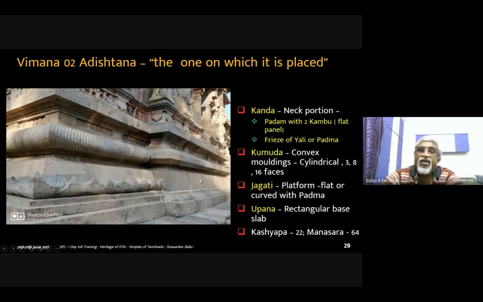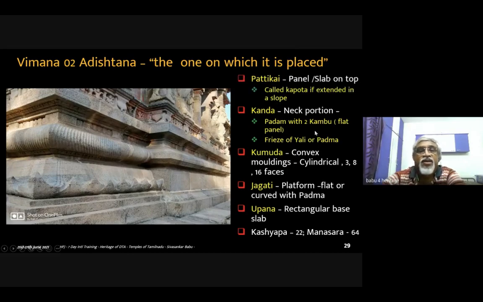The other popular area where you do a lot of inscriptions is either this flat Jagati or on a three-part Kumuda. They will write a lot of inscriptions. On top of it, the final member is the Pattigai. Pattigai is called the flat member, which is the topmost member.